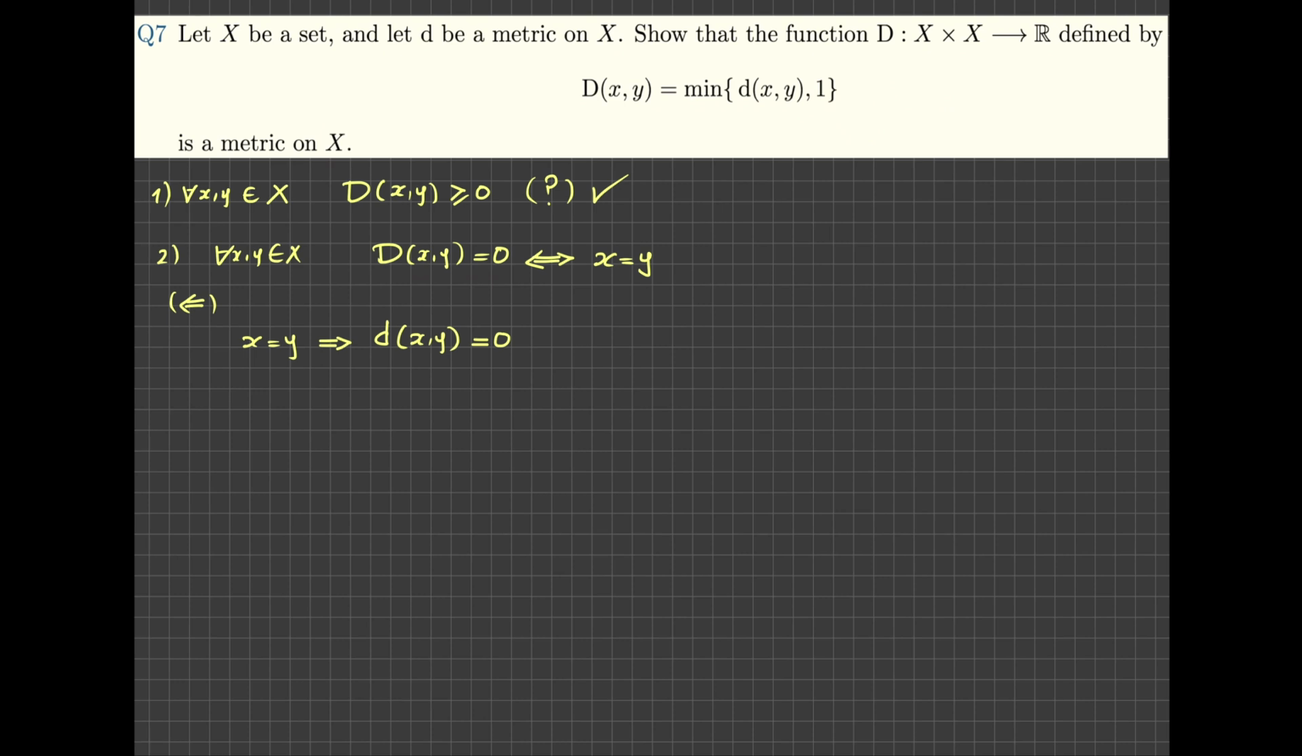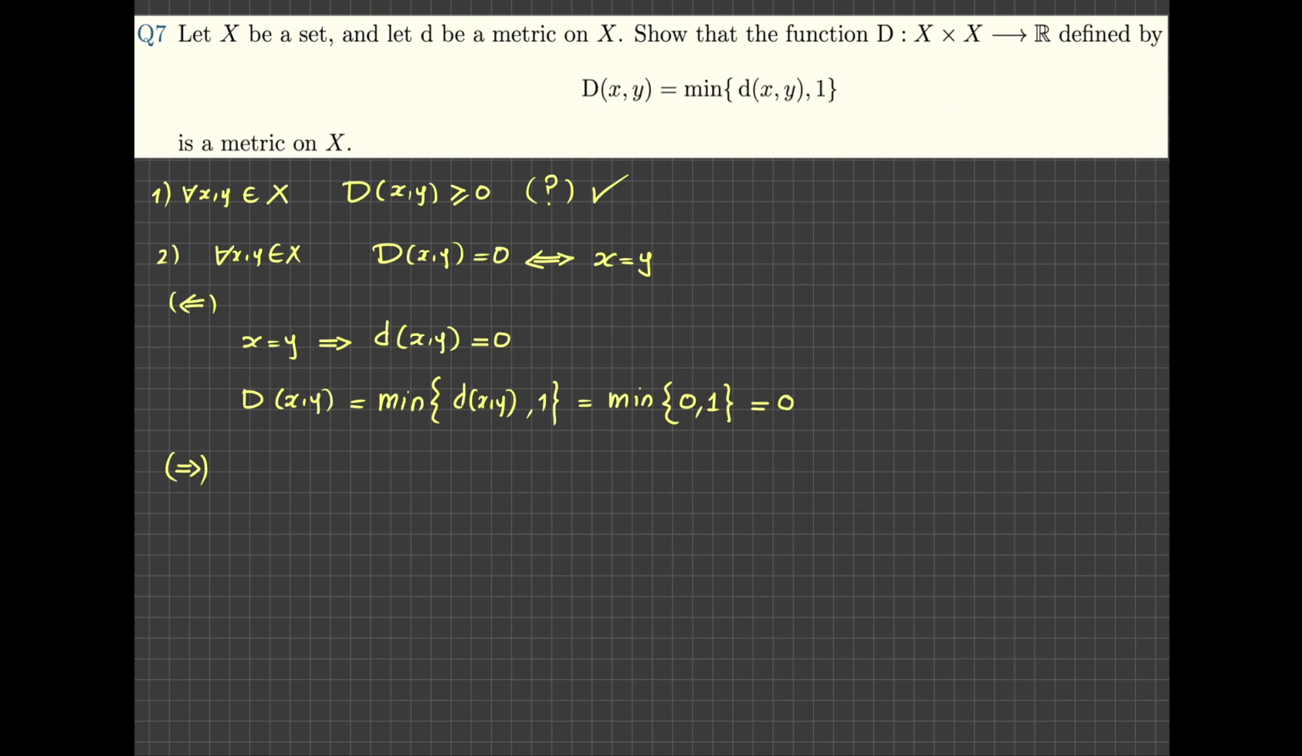And then capital D of X and Y in this case, according to the definition, is the minimum of d of X and Y and 1. But if X is equal to Y, this d is 0, so this becomes the minimum of these two numbers, 0 on the one hand and 1 on the other hand. But you know that the minimum of this set is 0. So we were able to show that if X is equal to Y, capital D acting on X and Y gives me 0. Okay, I need to convince myself the other way around, so I want to prove this direction.